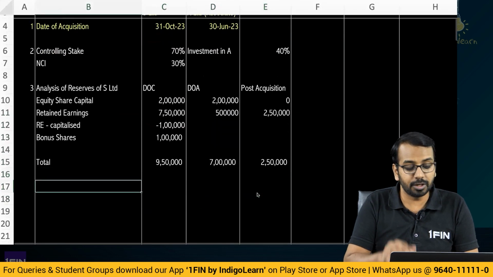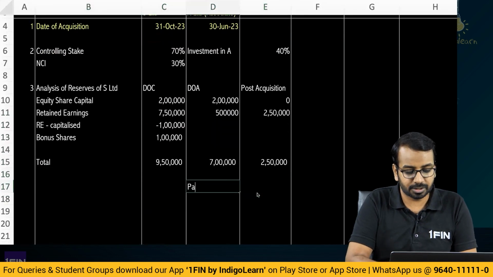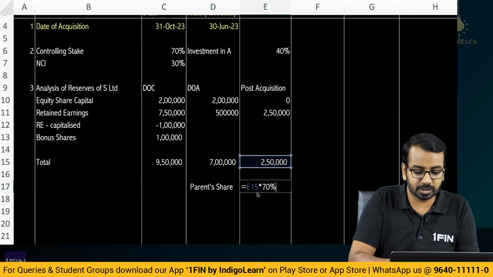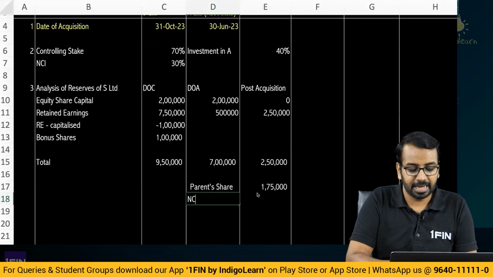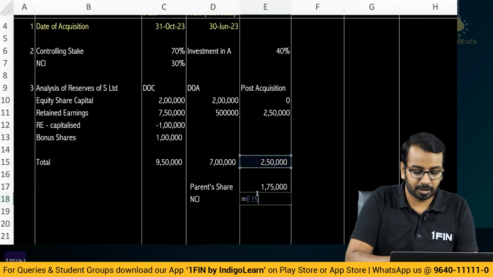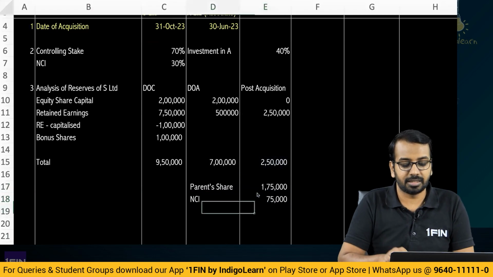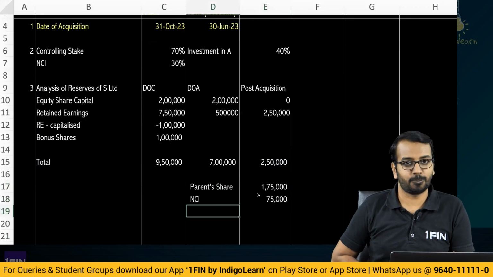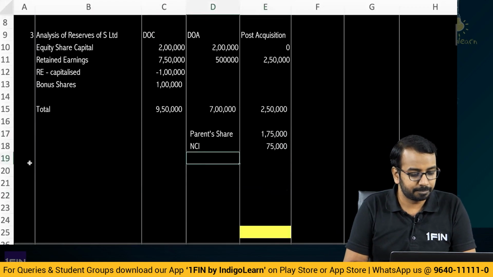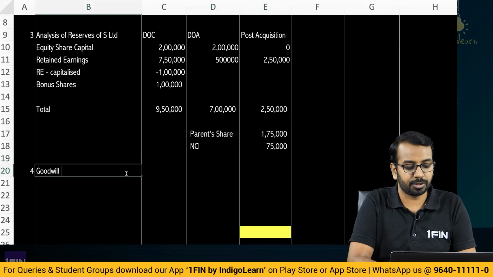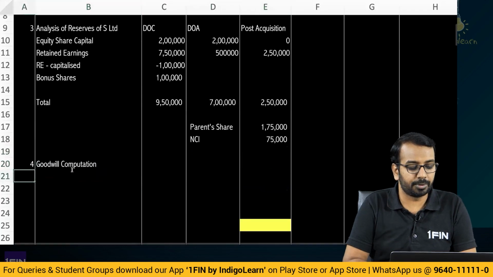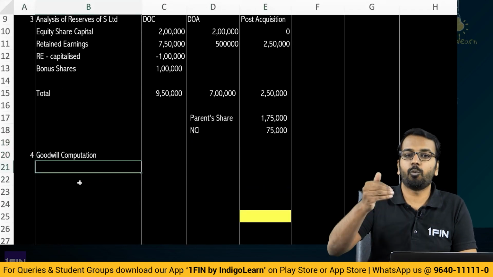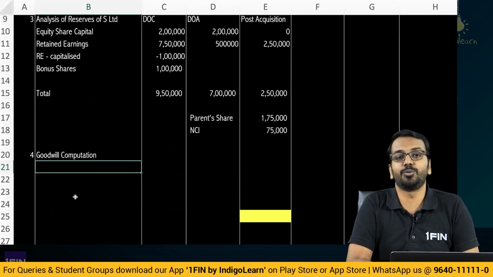Okay. Now on this post acquisition profit, what is parents' share? Parents' share is 70%, 2,50,000 into 70%, 1,75,000. NCI share is 2,50,000 into 30%, NCI share comes to 75,000. Okay, simple. Then the next step is goodwill computation. Now for goodwill computation, what do we take? Now, the fourth step is goodwill computation.